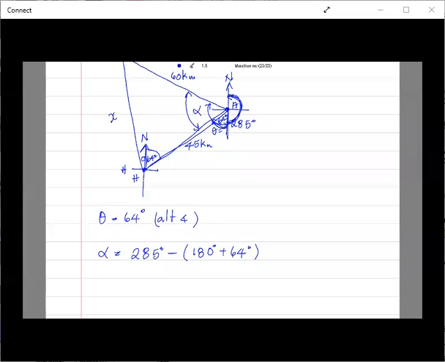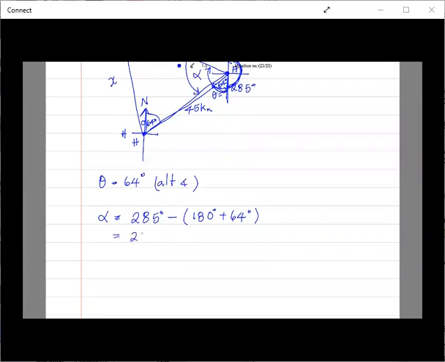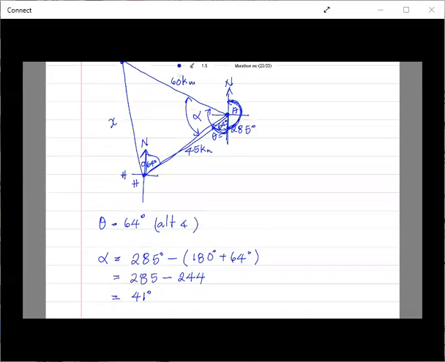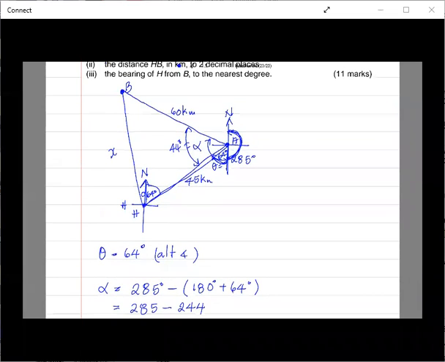So the angle alpha is equal to 285 minus 244. 244. It looks to me that this is what, 41 degrees? Am I correct? Yes, sir. So that's 41 degrees. So now I have this angle here, which is 41 degrees. So now I have two sides of a non-right angle triangle and the inclusive angle.